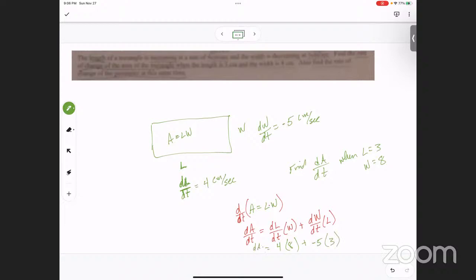So dA dt at that instant, when the length is 3 and the width is 8, the change in the area with respect to time is 32 minus 15, which is 17, and it's going to be centimeters per second. So it's increasing. At that moment, the area is increasing. The rate of change of the area instantaneously is 17 centimeters per second.